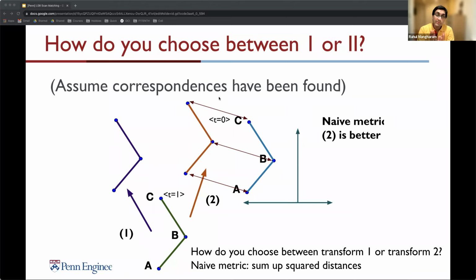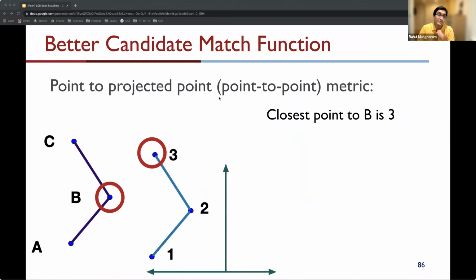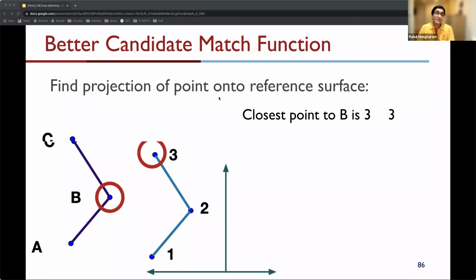However, this method breaks down when the correspondences are unknown and is sensitive to noise in the measurements, and therefore is not very robust. A better metric would be to use what's called a point-to-point metric. Let's see how this works here. The closest point to B is the point 3. We find the projected point on the line segment 2 to 3, and the distance, which is B prime.